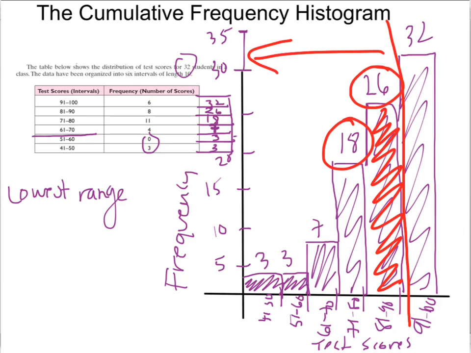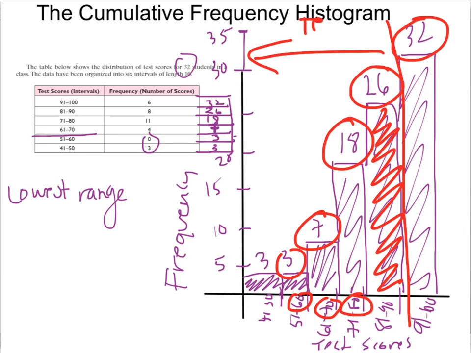This is the number of students who scored 80 or below. This is the number of students who scored 70 or below. This is the number that scored 60 or below, and so on. And of course, the number of students who scored 100 or below is 32, which is your total population, right? And that's how you make both a cumulative frequency histogram and frequency histogram.